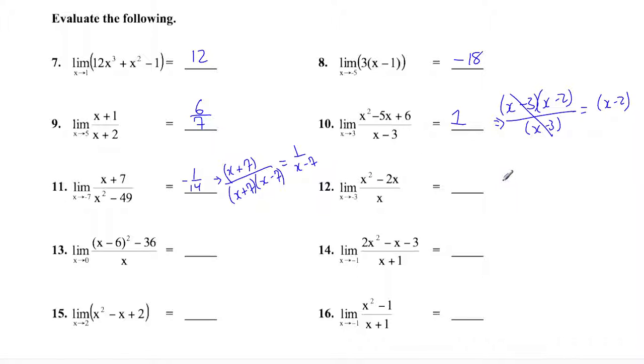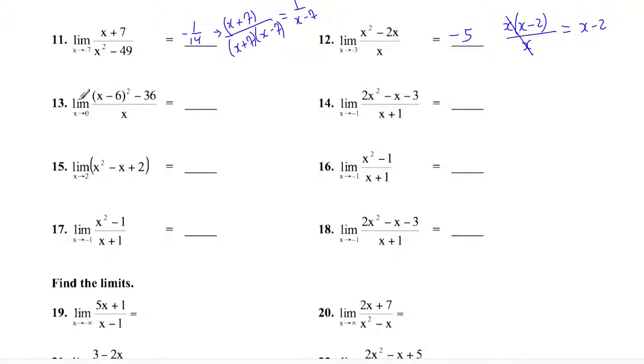Here, for number 12, if I factor out the greatest common factor in the numerator, I get x minus 2 times x. Well, the x's, again, cancel, and so I'm left with x minus 2. So I can plug in a negative 3, and negative 3 minus 2 is negative 5.